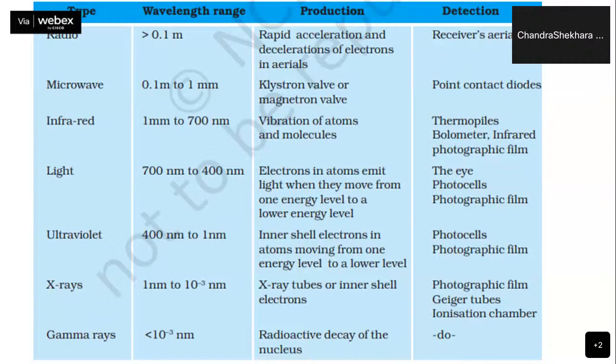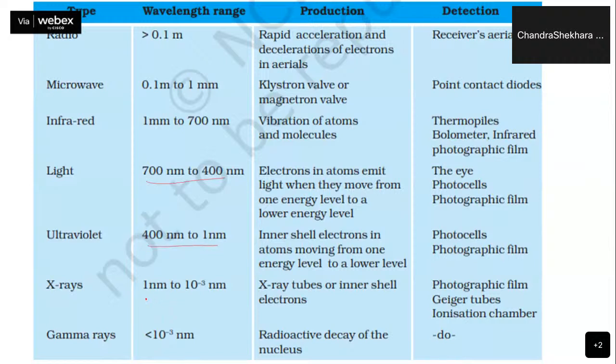In terms of wavelength, radio waves have a wavelength greater than 0.1 meter, whereas microwaves are 0.1 meter to 1 millimeter. Infrared is 1 millimeter to nanometer range, that is very important. Visible range of wavelength is 700 to 400 nanometer. Then ultraviolet is still higher frequency or lower wavelength, that is 400 nanometer to 1 nanometer.